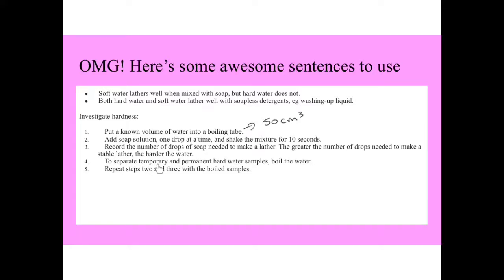To separate out temporary and permanent hard waters, you can boil all the samples of water and see whether any of them then form a lather quicker the second time round.